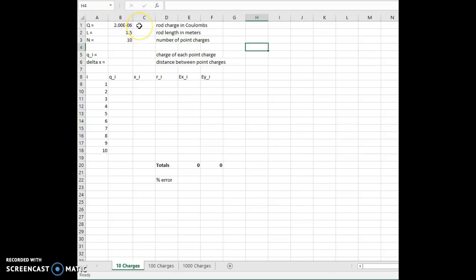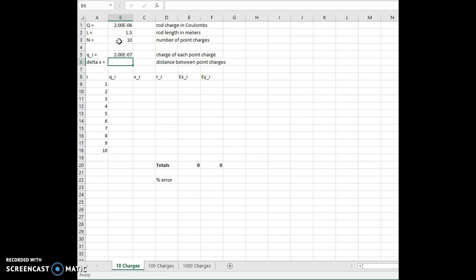So here I have the total charge of the rod, 2 microcoulombs, the total length of the rod, 1.5 meters, and I'm going to think about how this looks if I replace the rod with 10 point charges. I want those 10 charges to add up to the total charge of the rod. So the charge of an individual point charge, type my equal sign so Excel knows I'm entering an equation, will be the total charge on the rod divided by the number of point charges we're talking about. So 2 times 10 to the negative 7 coulombs.